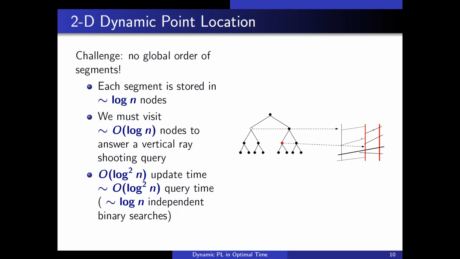So every insertion will have to visit log n nodes, and then every node will have to find the proper position of the segment, which will take logarithmic time. So the total time will be log squared n. For queries, it's the same. We'll have to visit some nodes on the path from a root to a leaf, and then every node will potentially have to do binary search again, and this will result in log squared n query time.